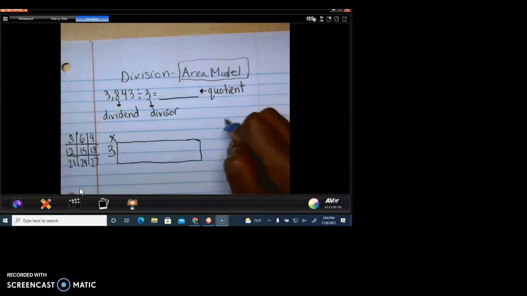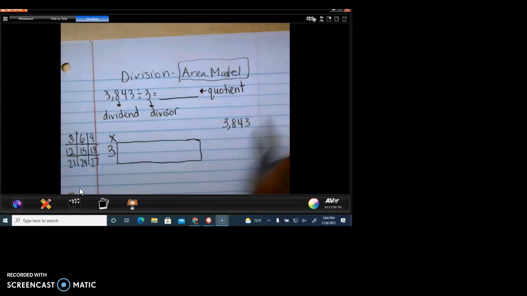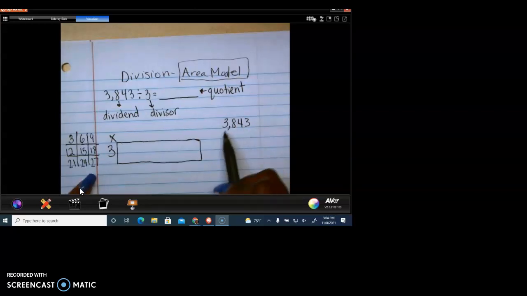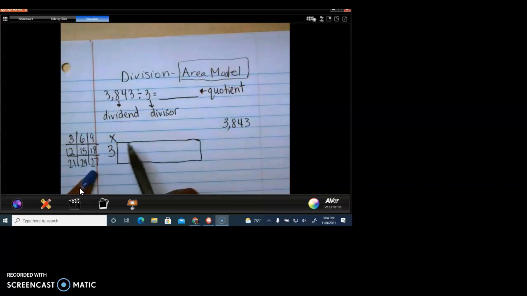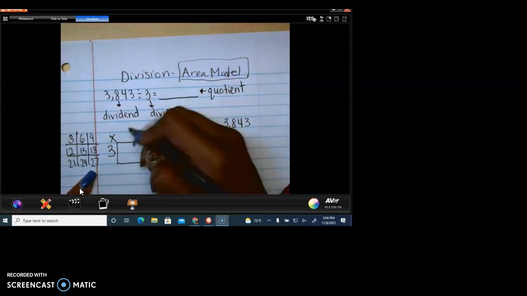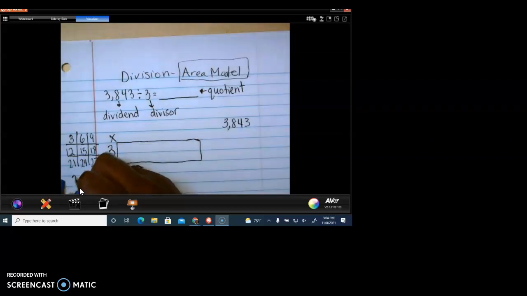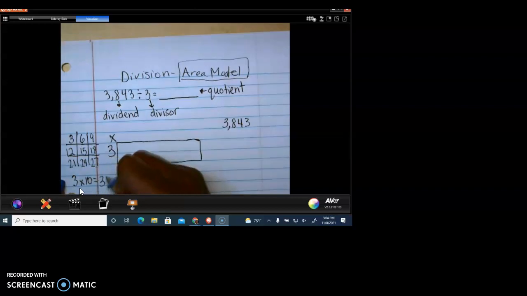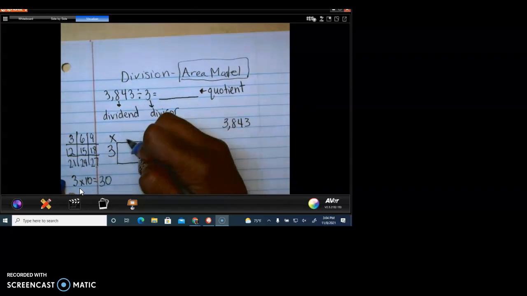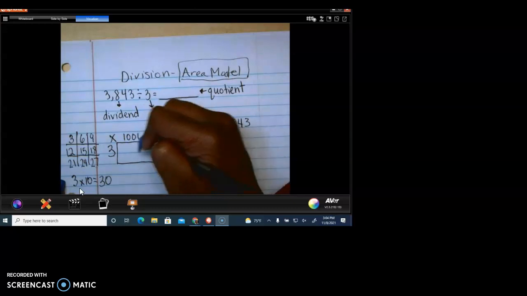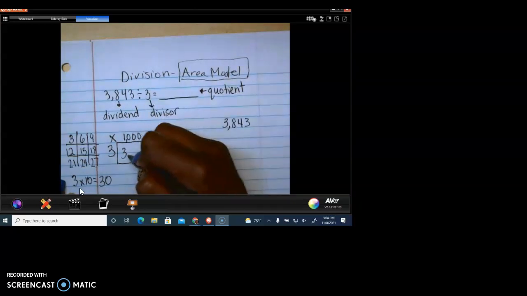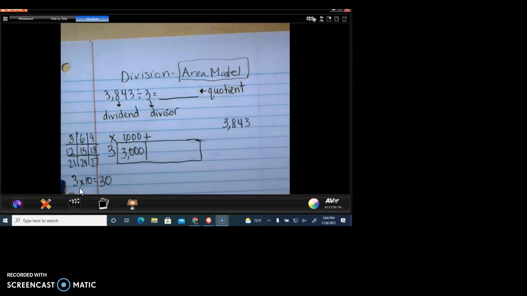So, everything that I calculate, I need to subtract from this 3,843. So let's think big. I know that 3 times some number with a 9 could give me 27. For me, I realize, that's not my best friend just yet. But, I know that 3 times 10 equals 30. So that means 3 times 1,000 is 3,000. Wow, that takes away quite a bit.